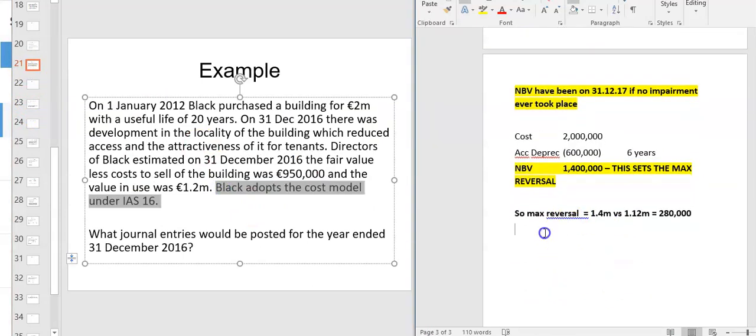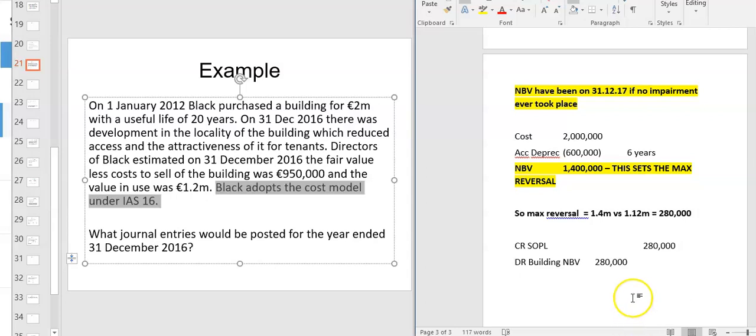So therefore, your reversal will be credit the SOPL 280 and you will debit the building net book value 280. So you're bringing it from 1.12 million up to 1.4 million. And that's, in inverted commas, the cost of the asset for 2018 and going on. Right? So that is an important aspect that students get their head around.